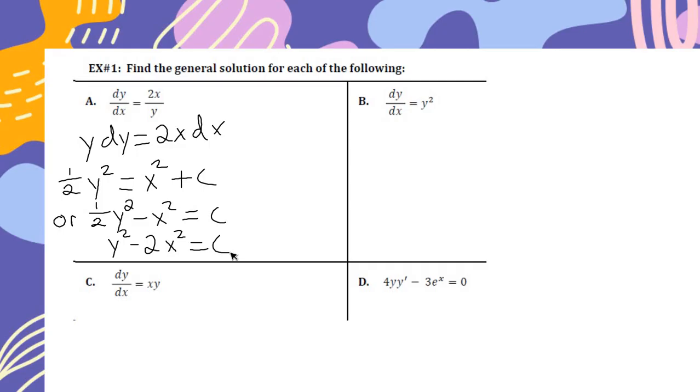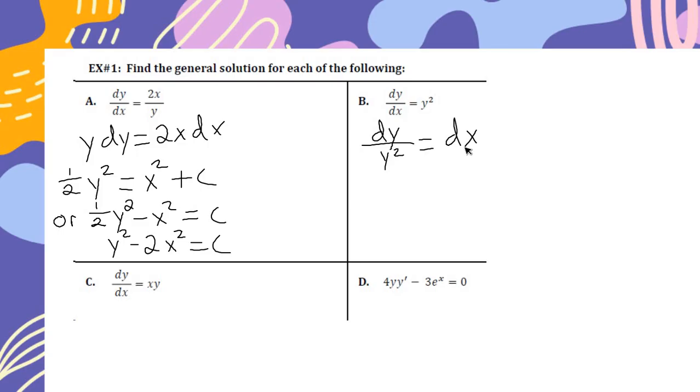Alright. What do we want to do with our next one? So I'm looking at B. What do I need to do with my dx? Multiplied over. Cool. Which also means that we need to put 1 over y on the other side. Not quite. Or 1 over y squared. There you go. Are we all okay with that?